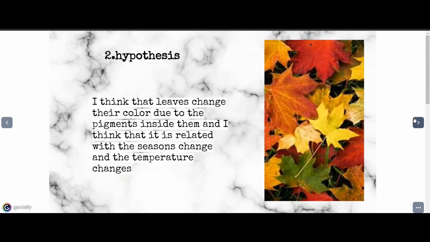Number 2, we have the hypothesis. I think that leaves change their color due to the pigment inside them, and I think that it is related with the season change and the temperature change.